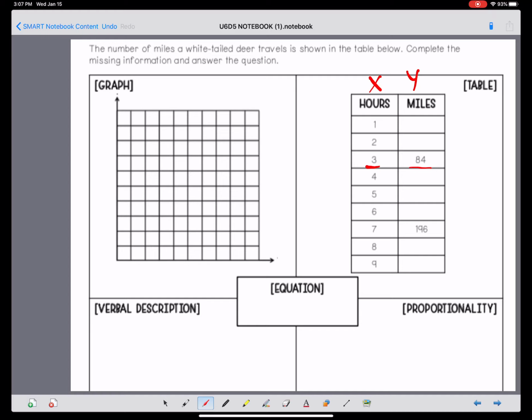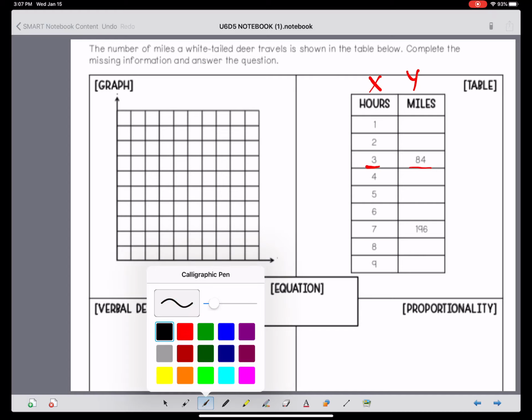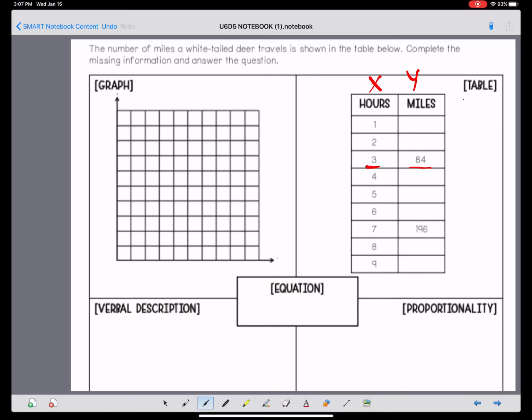We do that by doing our y value divided by our x value. That's the same thing as looking for the constant. You do y divided by x. So if we do that, 84 divided by 3, we're going to get 28. That shows us the deer goes 28 miles in 1 hour. Now, what if I wanted to figure out how many miles the deer can go in 9 hours?